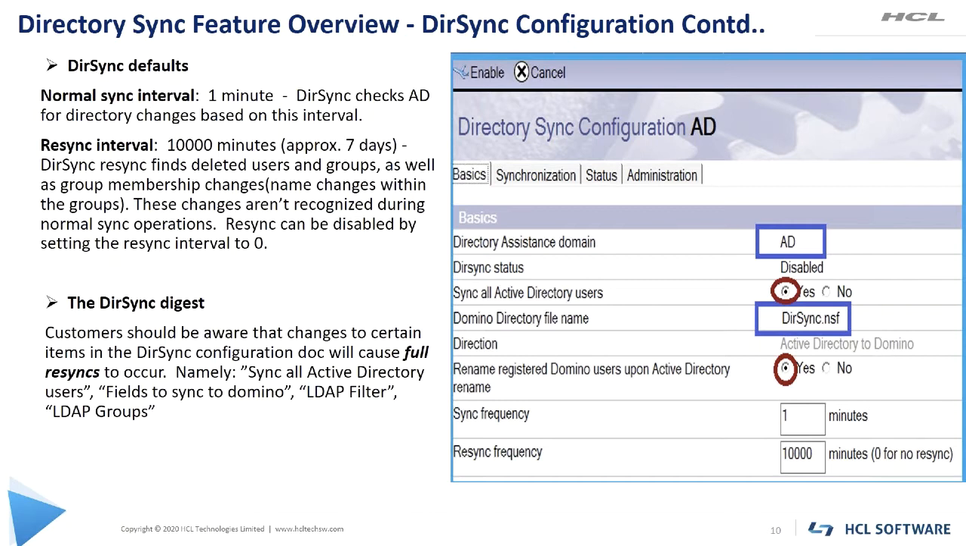The next two important settings are sync frequency and resync frequency. Sync frequency is how frequently the DIRSync task checks for Active Directory changes to synchronize. Default is 1 minute. Resync frequency is how often the DIRSync task checks to resync all data from Active Directory. Again, this is also mentioned in minutes. Default is 10,000 minutes or approximately once in a week. If you don't want to regularly sync all data, set the value to 0.